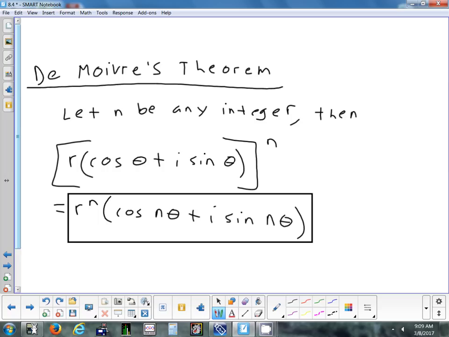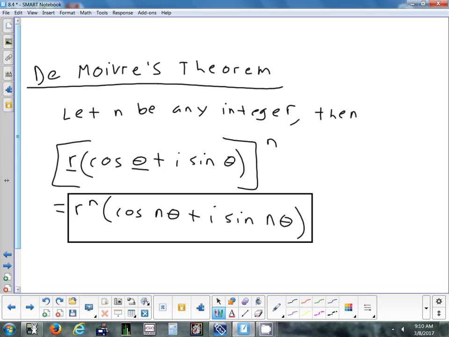Okay, but this relies on you knowing how to get a number in trig form. You have to know how to get r and how to get theta. That's what we did yesterday. And again, this is called de Moivre's theorem. That's how you say it. Is it French? I think so. Okay, so any questions on the theorem? We'll try an example now.